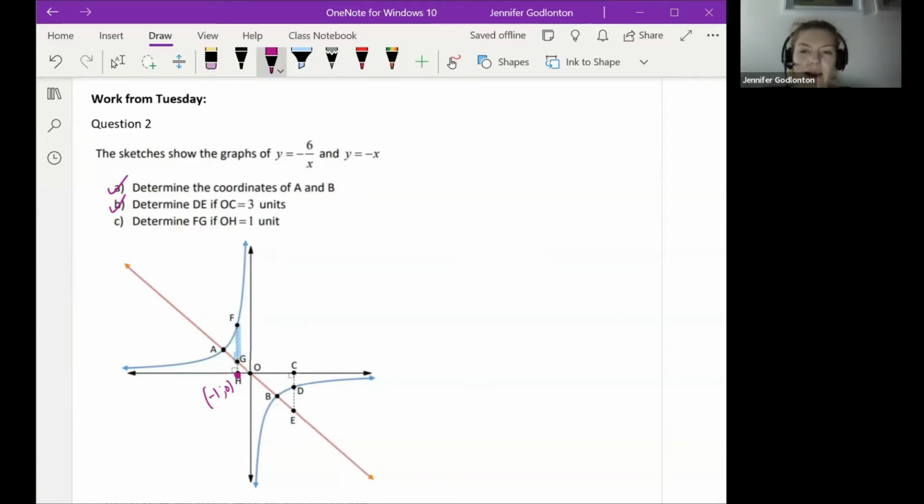Now remember, F is sitting on our hyperbola, which is y equals -6/x, and G is sitting on our straight line, which is y is equal to -x. We now know that our x value is equal to -1. I would like the distance of FG, please. Can you guys please work on that and tell me what my distance is?